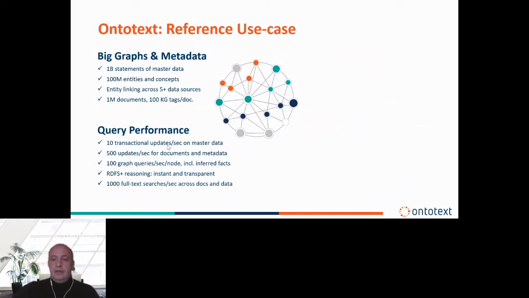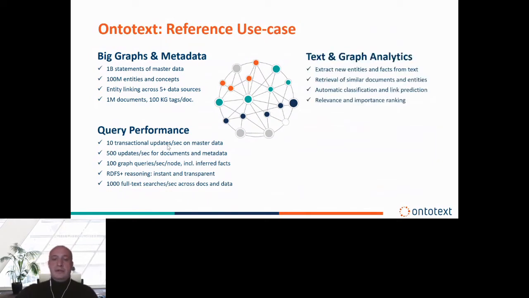Thirdly, the use cases are typically involving a lot of text and graph analytics. This is related to either extraction of new entities and facts from text, retrieval, similarity, classification, relevance, and importance rating. These are, again, the key capabilities which enable the solutions of the cases.